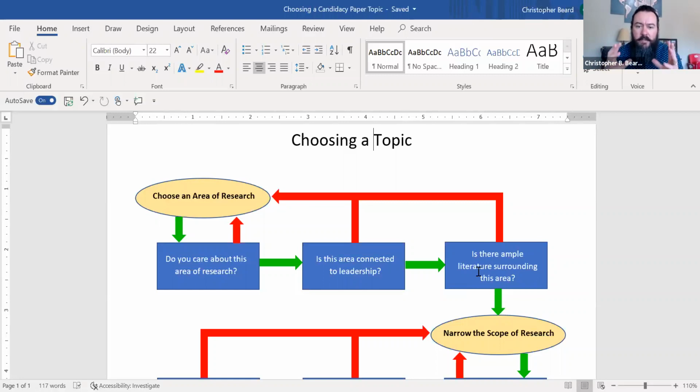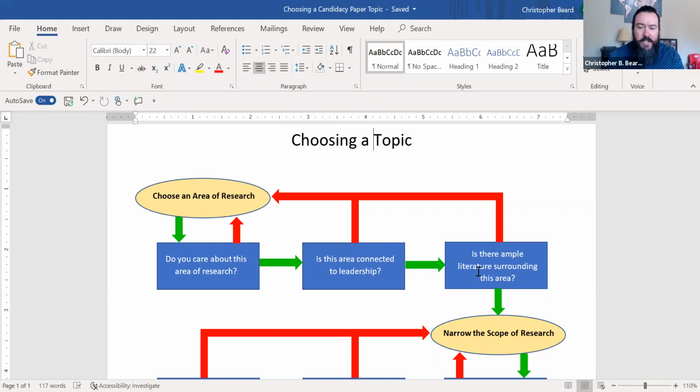But the first thing you want to do, and as you can see, it's a flow chart here, is to choose an area of research. Now, the first question is, do you care about this area of research? For shorter papers like assignments and candidacy, it's definitely important. But for others, it's not quite as important. But when it gets to your research proposal, your dissertation stage, that is really where you want to make sure you're choosing an area that you care about.